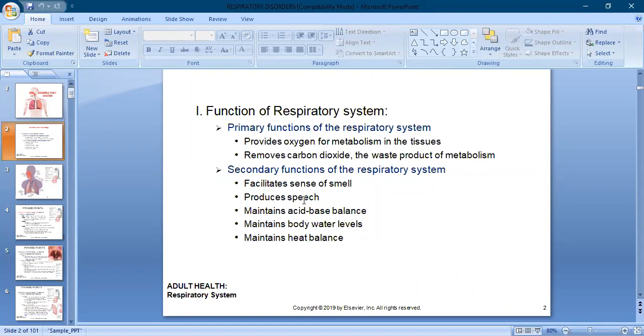Also, the lungs are most important for balance: acid-base balance, body water level, and also heat balance. So lungs play an important role in acid and base balance because carbon dioxide is an acidic substance, right? They help to maintain the pH level and also some water balance. They help us with some water balance and heat balance in the body.